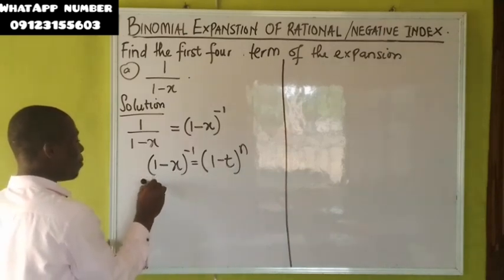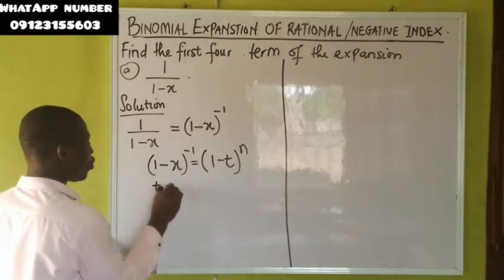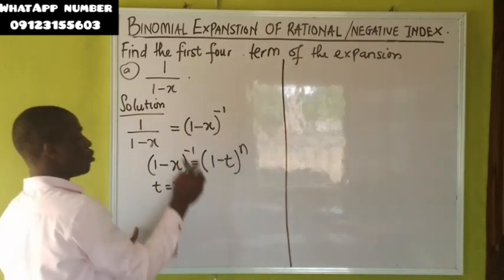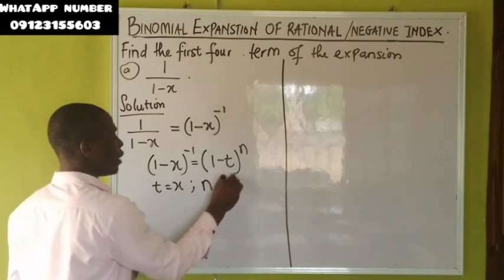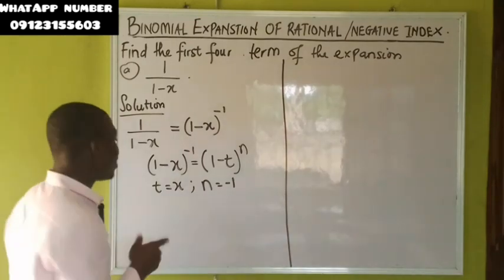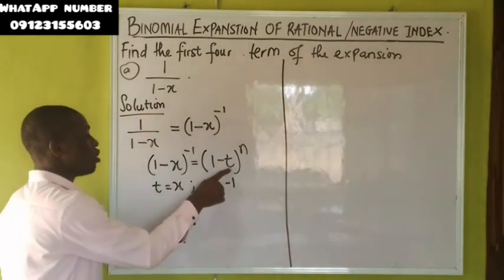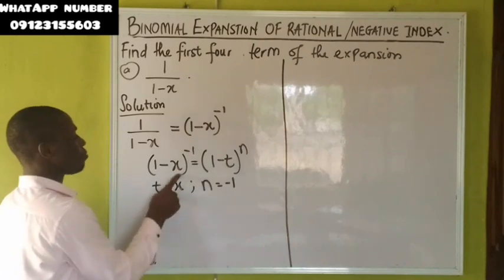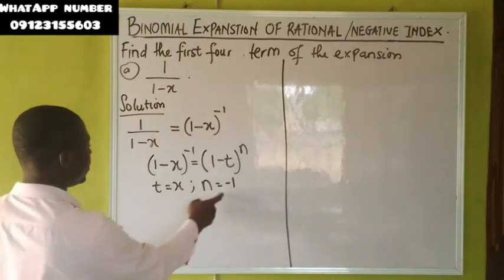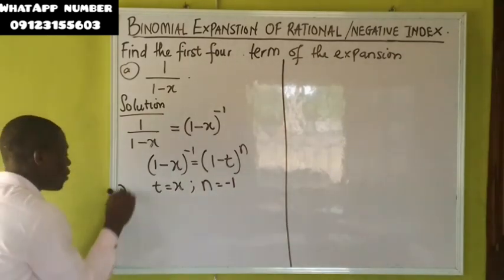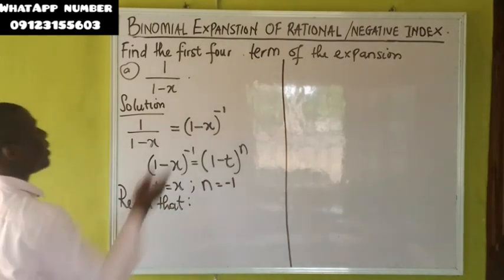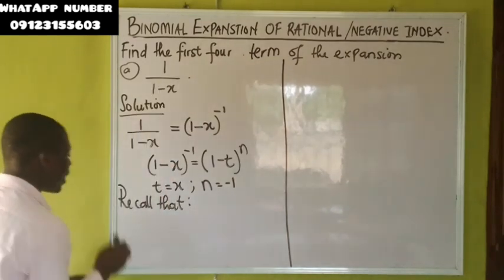So my t becomes x. Now n is to minus 1, so my n is minus 1. What I'm doing is that I want to know my parameters. I want to know t, so t corresponds to x. Likewise, n corresponds to minus 1. So I have t to be this and n to be this. So recall the formula. Recall that for a negative index, the formula goes below.